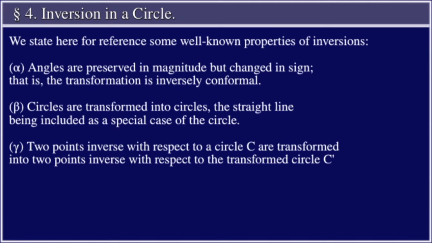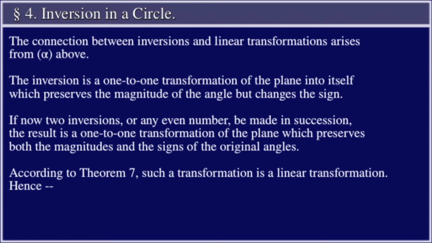Alpha. Angles are preserved in magnitude but changed in sign. That is, the transformation is inversely conformal. Beta. Circles are transformed into circles, the straight line being included as a special case of the circle. Gamma. Two points inverse with respect to a circle C are transformed into two points inverse with respect to the transformed circle C'. The connection between inversion and linear transformations arises from alpha above.